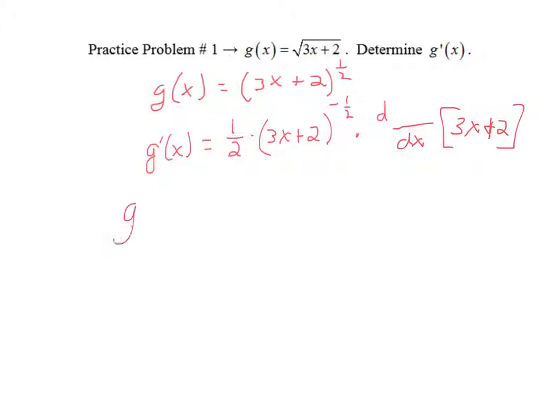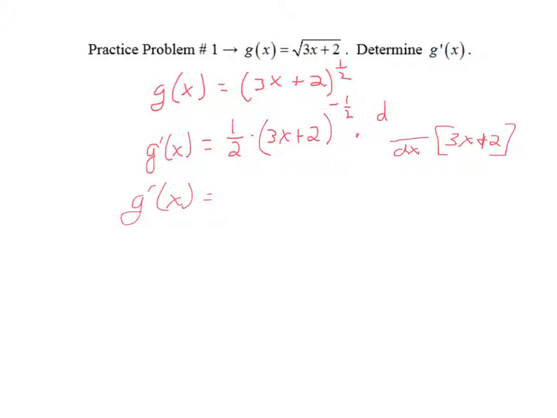So we'll just end up with g prime of x equal to 1/2. And of course, the derivative of 3x plus 2 is just 3, so let's bring that out to the front here. So it's 1/2 times 3 times 3x plus 2 to the negative 1/2. Okay? So now all we have to do is just to rewrite it.